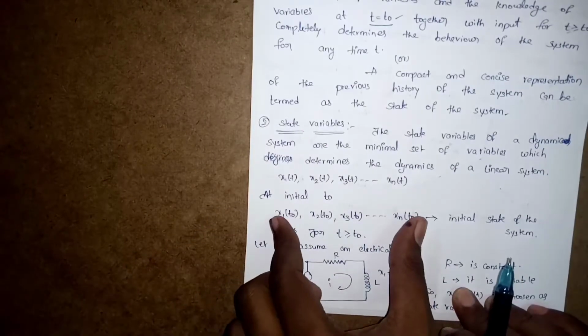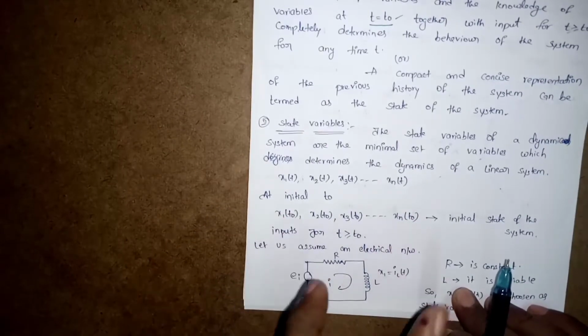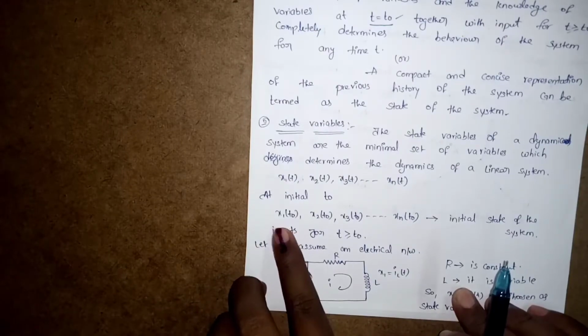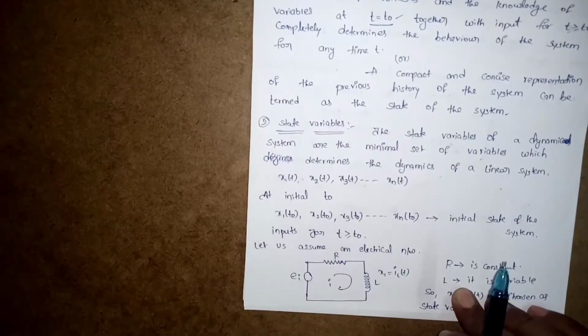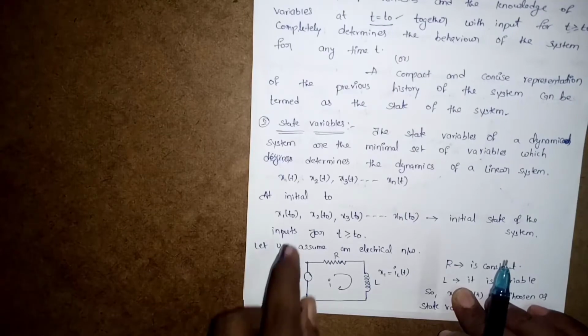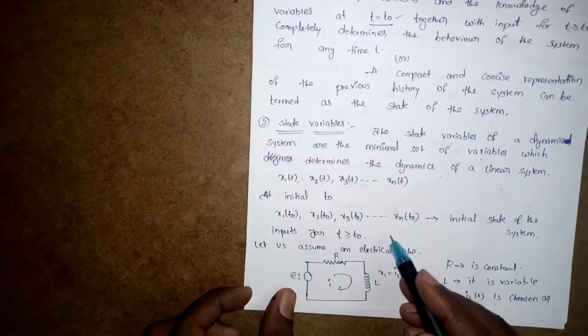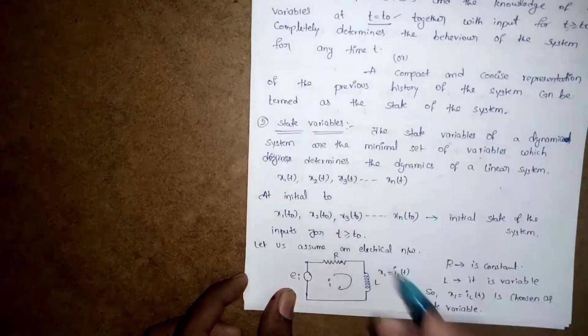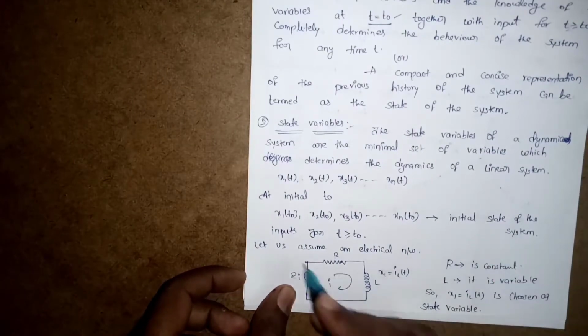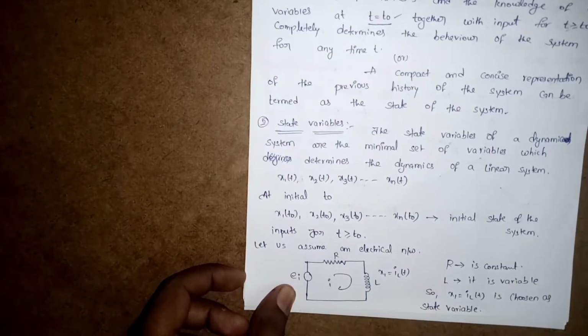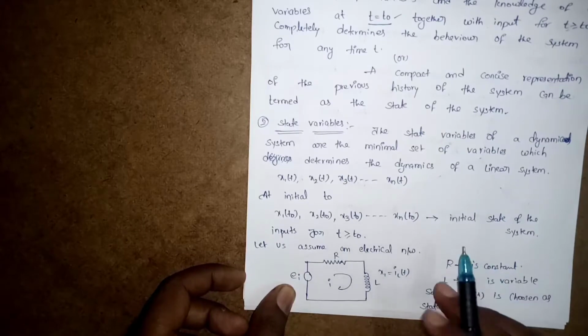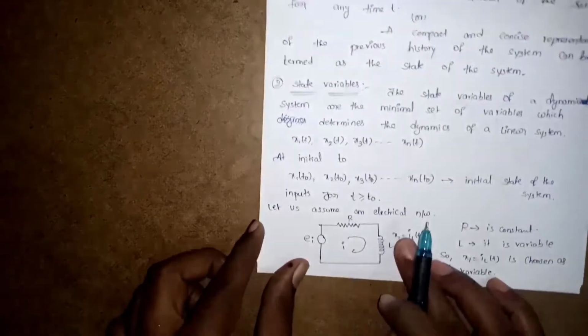It is also a state, but these are the variables: x1, x2, x3. So these are the variables which represent the state of the system, the initial state. Inputs for t greater than or equal to t naught. Let us assume an electrical network. So it is an electrical network, you have to assume it.